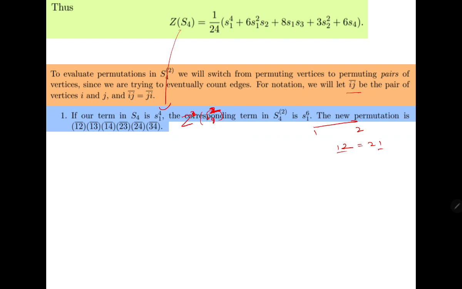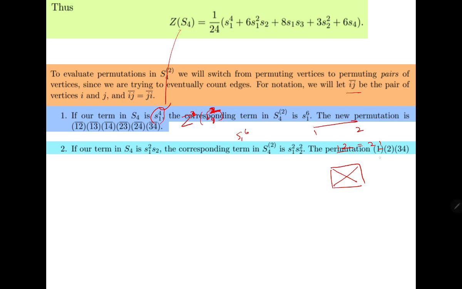So for example, in S4 it is S1 raised to the power 4 because 4 vertices are there, but in terms of the edges there can be 6 edges, and therefore the permutation would be S1 raised to the power 6 because 6 edges are there.